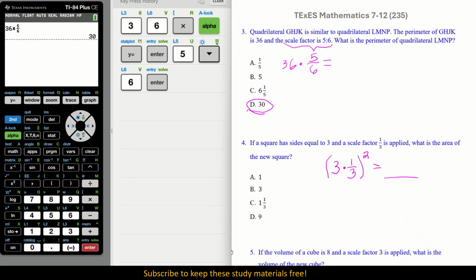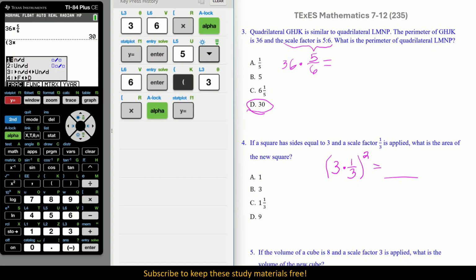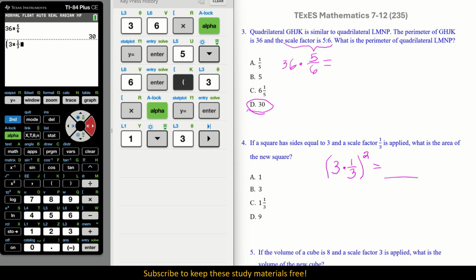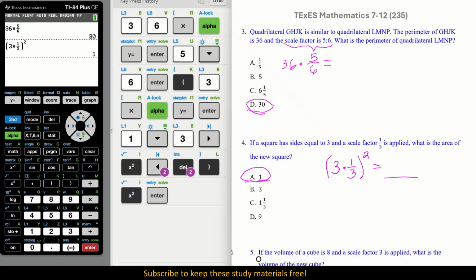So you probably already see what's going to happen, right? So let's put that in our calculator. I have parentheses 3 times 1 over 3, arrow over, square, oops. I'm going to see what I did. I didn't close my parentheses. Now I'm going to square and enter. It's 1. So A is the option that we needed. All right, kind of a trick question. If you think about it, 1/3 of 3 is 1, and 1 times 1 is 1.